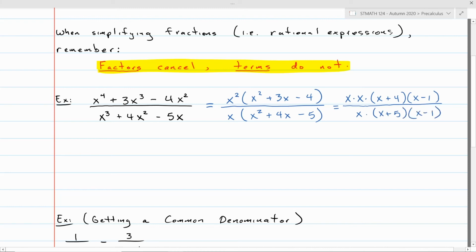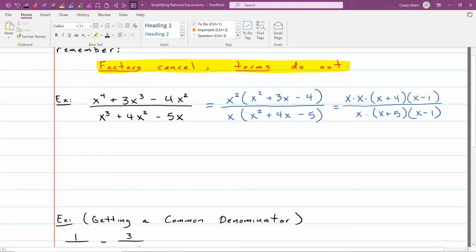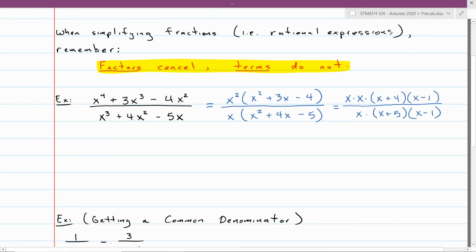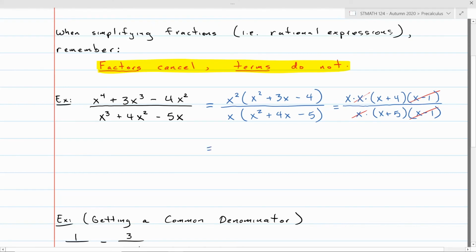Okay, so now the numerator and the denominator are both expressed as products of factors, and I can cancel off any factors that are the same in the numerator and the denominator. So I can cancel off one of those x's, and I can cancel off those x minus 1s, and what I'm left with is x times x plus 4 over x plus 5. So the original expression is equal to that, but when you look at them, they're not exactly the same thing algebraically. So they're not exactly equal.